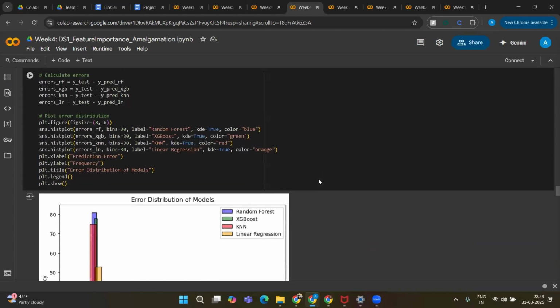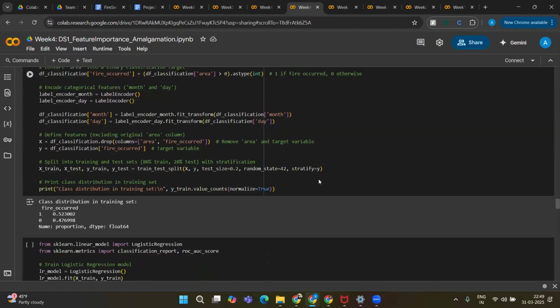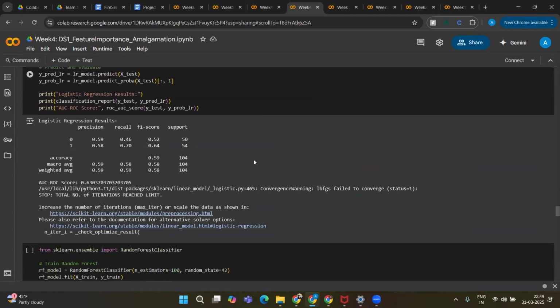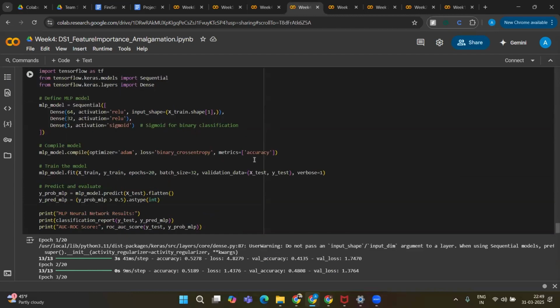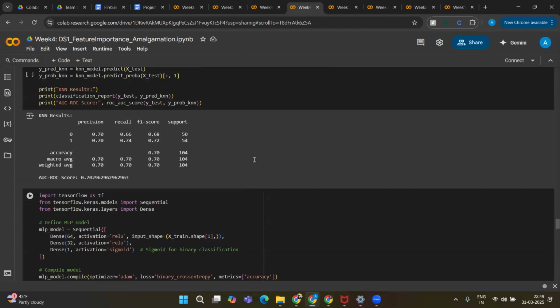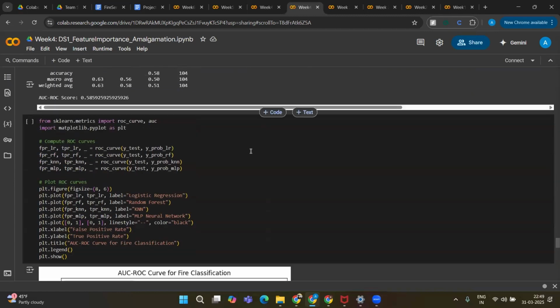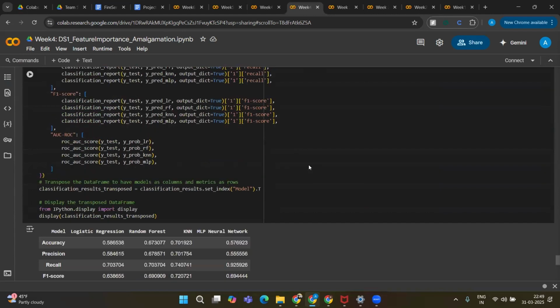Yeah, and then we have done the classification and got the confusion matrix, accuracy, recall, F1 score, and support over here. We did random forest, KNN classifier, and MLP as well in this, and we have plotted the AUC ROC curve for the classification, and we got the statistics for all of this. You can see in the below table here.